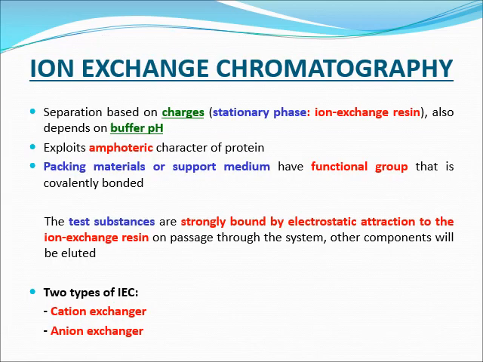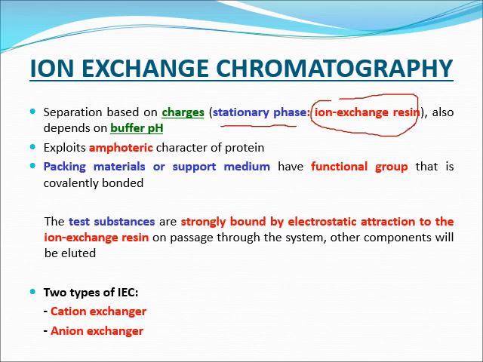Next is the ion exchange chromatography. Earlier, size exclusion was based on the size of your samples, and this is based on the charge of your samples. For the stationary phase, it is not gel but ion exchanger. And this process involves charges.